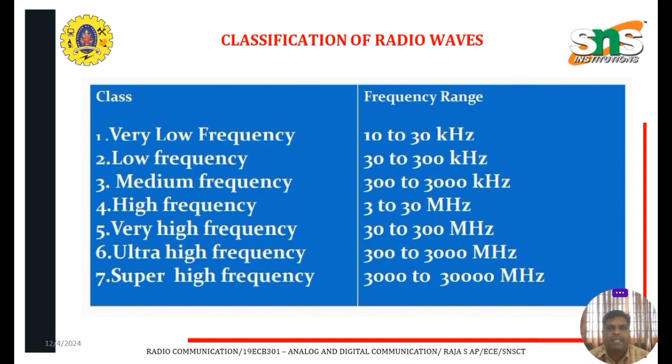So these are the various classifications of radio waves. From 3 to 30 kHz, it is called very low frequency. From 30 to 300 kHz, it is called low frequency. From 300 to 3000 kHz, it is called medium frequency. From 3 to 30 MHz, it is called high frequency. From 30 to 300 MHz, it is called very high frequency. From 300 to 3000 MHz, it is called ultra high frequency. From 3000 to 30,000 MHz, it is called super high frequency.